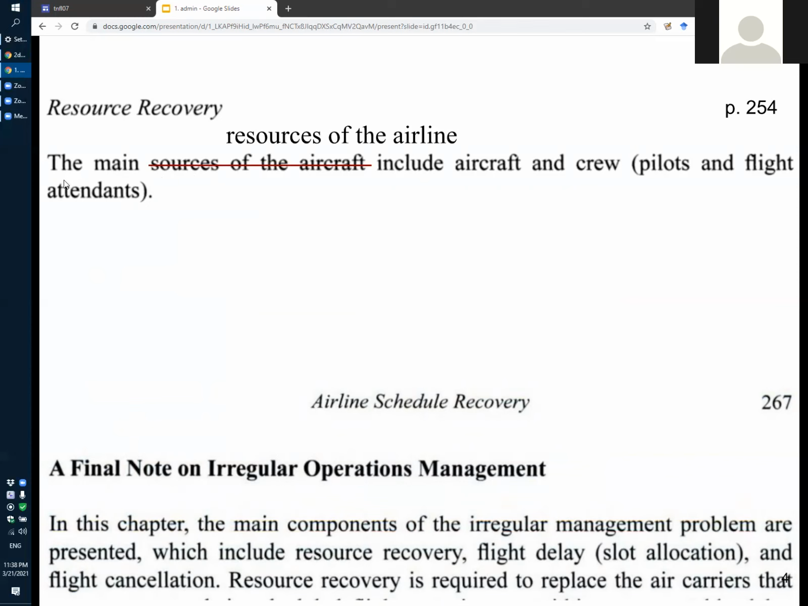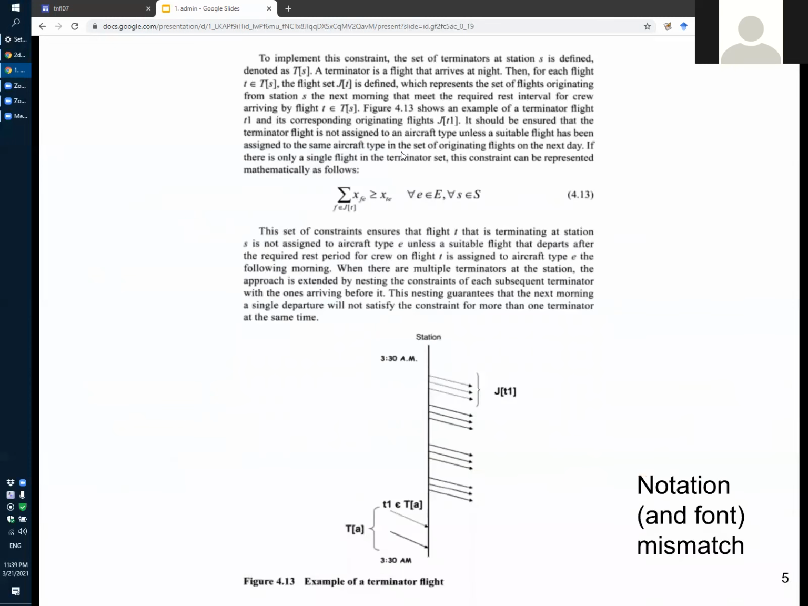I mean, these are some pictures from the book, and they speak about sources of the aircraft, while they probably mean resources of the airline. It feels like a small mistake, but for a book, it should have probably been proofread better. They speak about the irregular management problem, and of course, it's the irregular operations management problem. It's not that the airline has some irregular management. Well, if it does, then that's a bigger problem, which is outside our immediate interest.